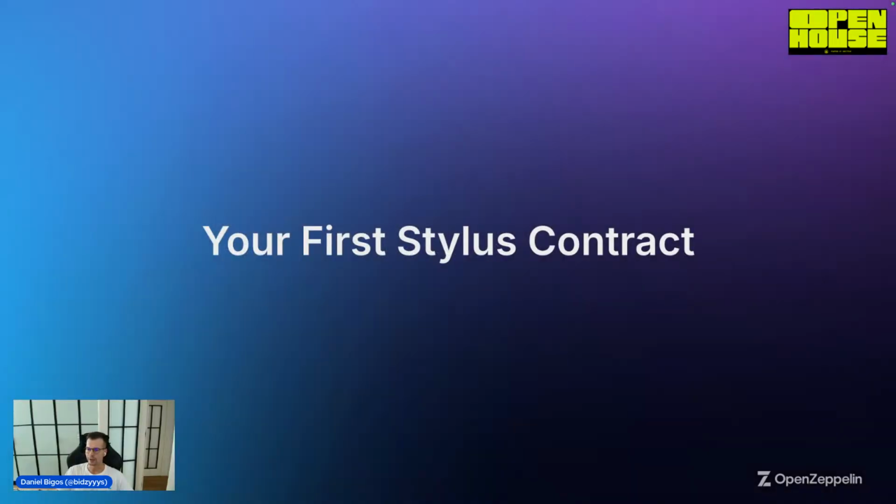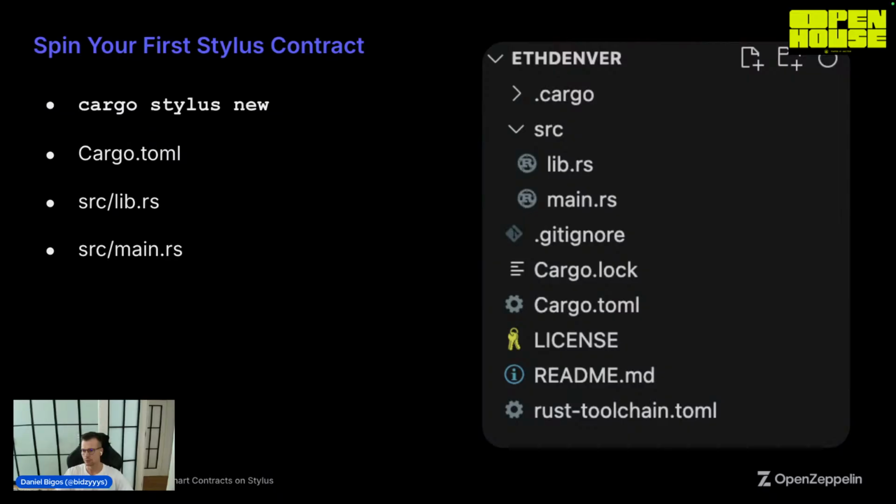Now let's quickly go through the small details of how to build our own very easy Stylus smart contract before diving into more technical aspects. To begin the project, we are going to use the Cargo Stylus tool with the new command, and it creates for us a very simple project with a counter example. I'm going to go quickly through all the most important files. At first, rust-toolchain.toml.